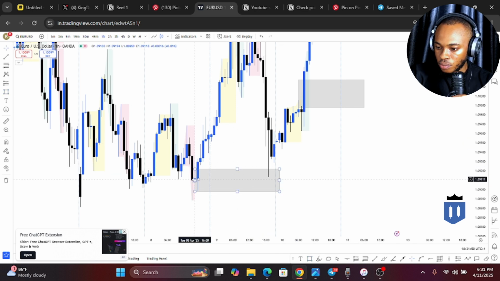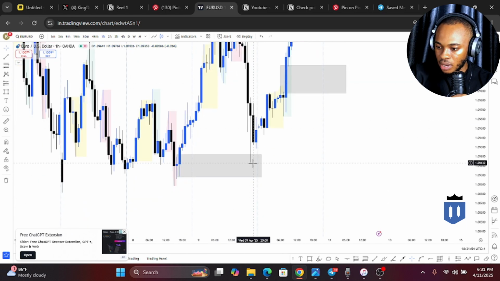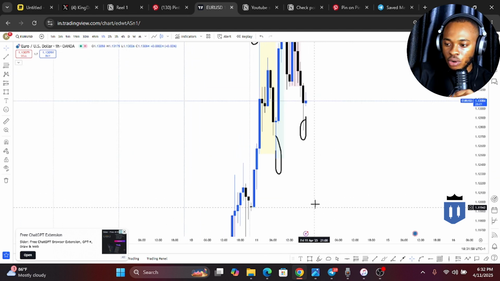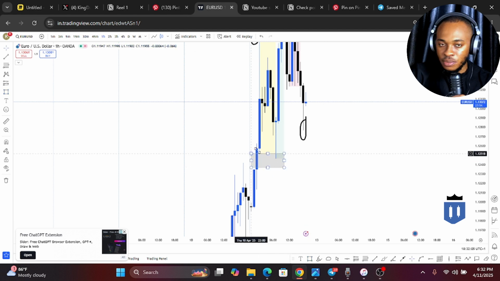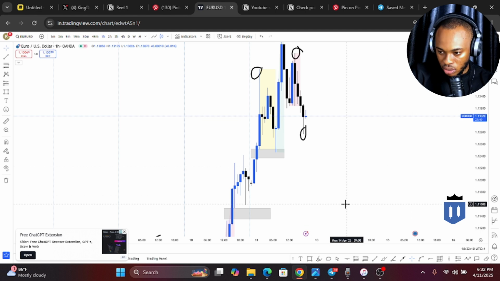You see this OB right here that was mitigated. This demand, price returned back to it, and then you see price took off. That's a mitigation going on right there. Or you see how price mitigates this fair value gap. That's a mitigation you see right there. Now this is the same way liquidities work, okay?